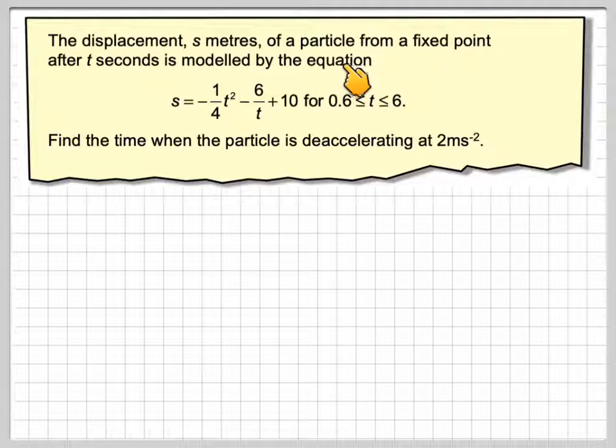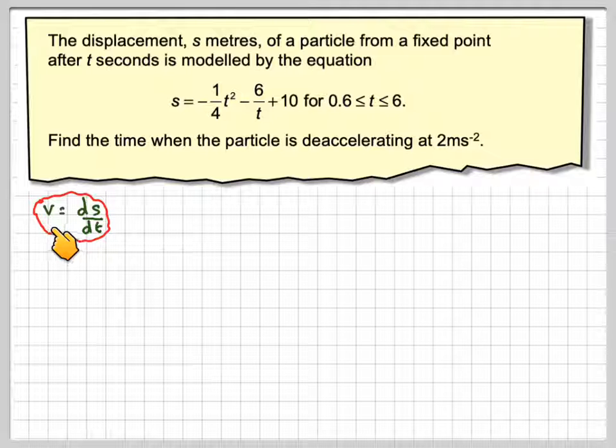The displacement s meters of a particle from a fixed point after t seconds is modelled by the equation s is equal to minus 1/4 t squared minus 6 over t plus 10, for t being between 0.6 and 6. Find the time when the particle is decelerating at 2 meters per second squared. So, in order to do that, we've got to find an expression in terms of t for acceleration.